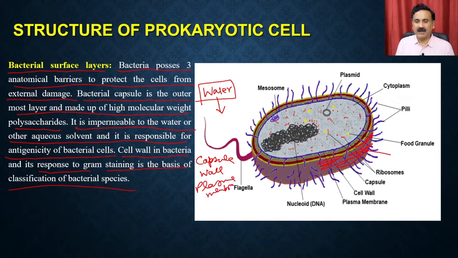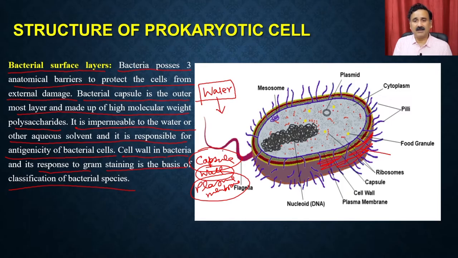And why does the bacteria have such a complicated system? Because bacteria are always present in harsh environmental conditions. They could be present in water, in a strong acid solution, in an alkali solution, or in a solution where a lot of chemical toxicants are present. Because these things are there, the bacteria protect themselves by using all these layers. So the capsule is a very thick layer which does not allow these chemicals to get inside the cell.